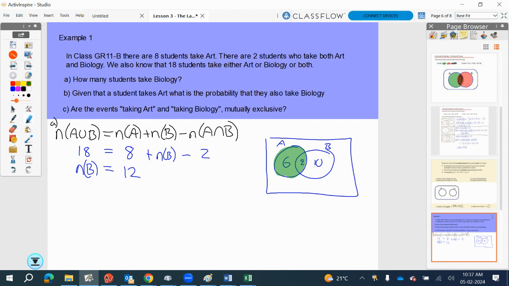It doesn't tell you how many students take art only. 8 students take art. That's this green bit. There are 8 students who take art, and 2 that do both. So that green bit is correct. But on the other side, there are 12 students that we calculated take biology, because there's 2 that take both. The union is 18: 10 plus 2 plus 6, 18. I've got it correct.